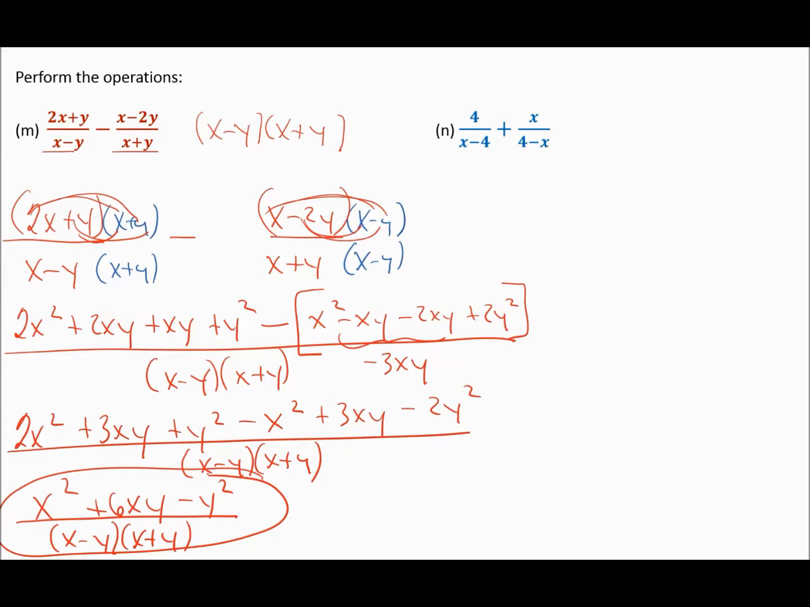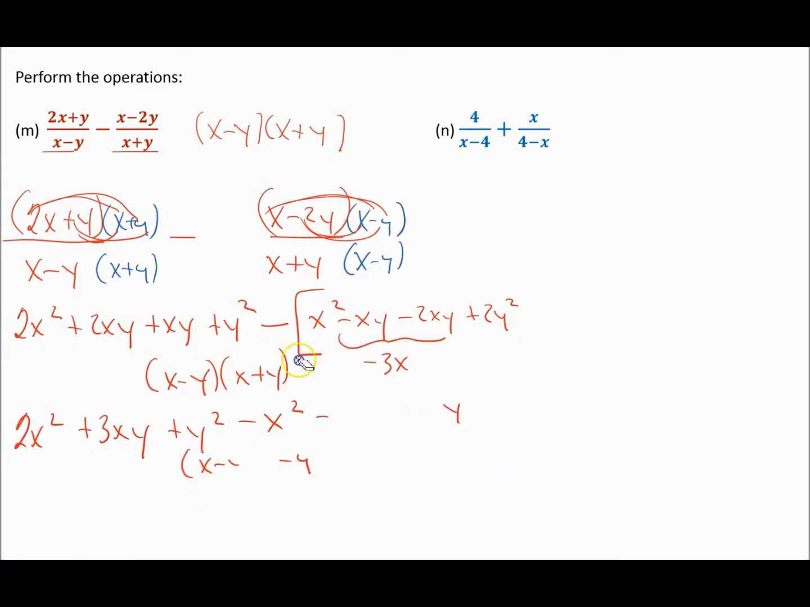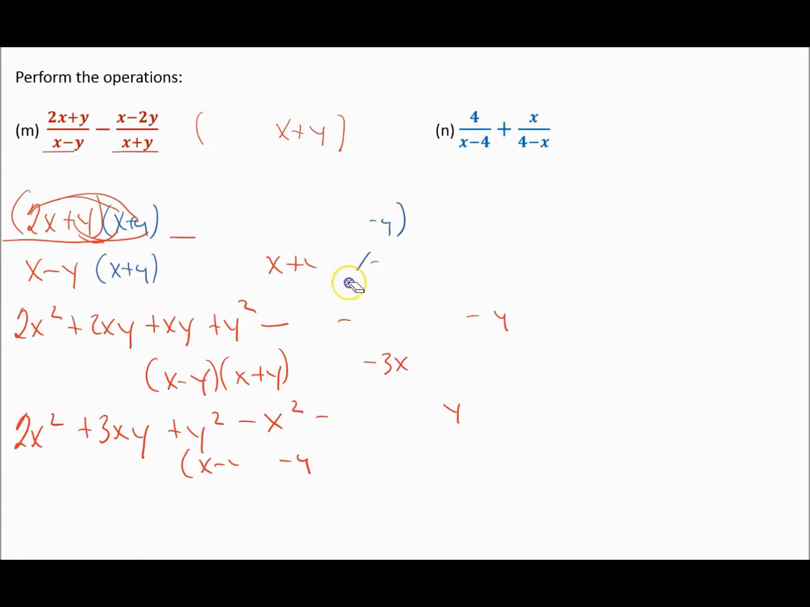I don't know if that leaves me enough room or not to do the other problem. So I'm going to erase this work just to give ourselves some space. So if you need to pause it to write that down, go ahead and do that. And I'm going to get rid of our problem on the left. And let's take a look at these denominators while I'm erasing.